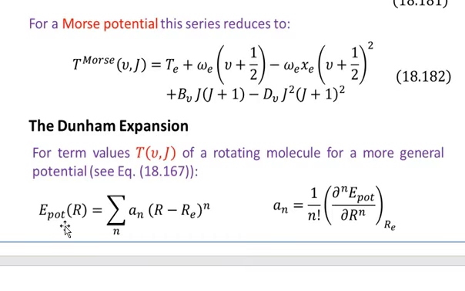That is, E potential as a function of R is equal to the summation over n of An multiplied by the nth power of (R minus Re), where An is equal to 1 over n factorial multiplied by the nth partial derivative of E potential with respect to R, evaluated at R equal to Re. So this is the same potential written in a slightly different form using equation number 167.